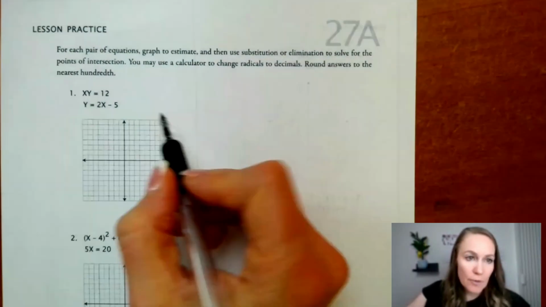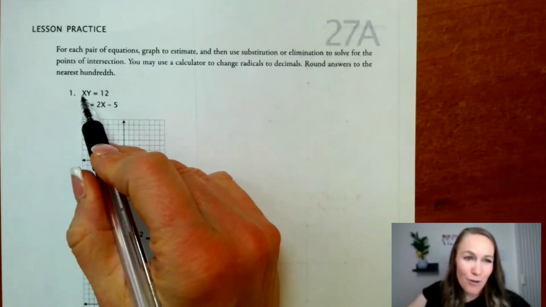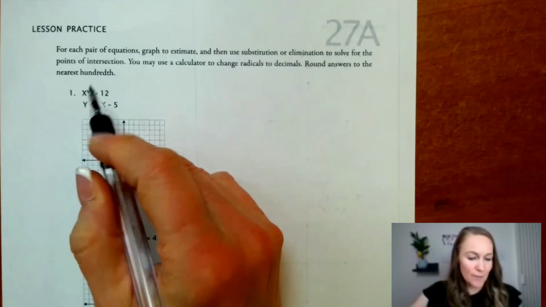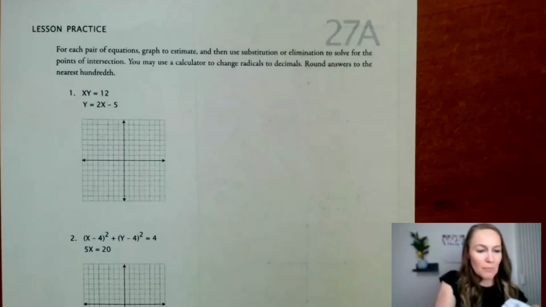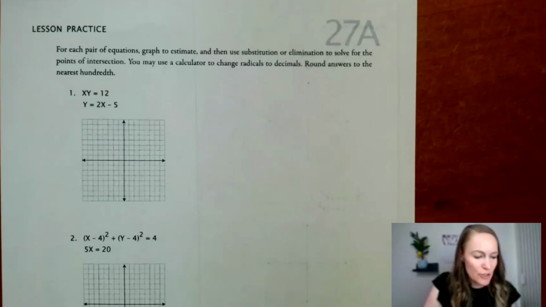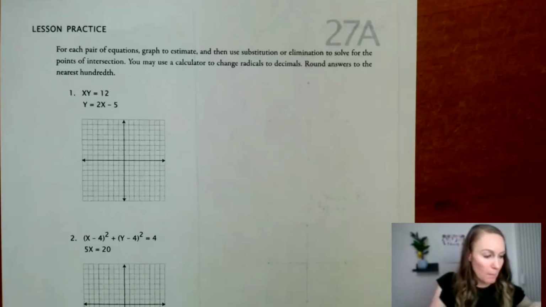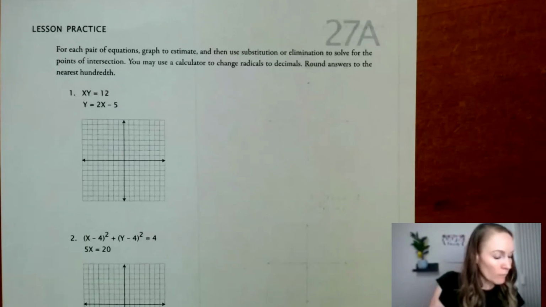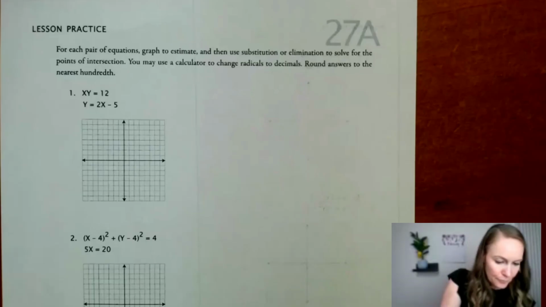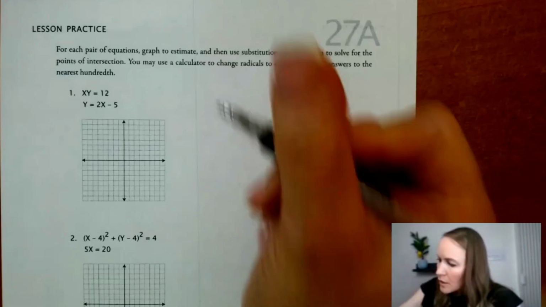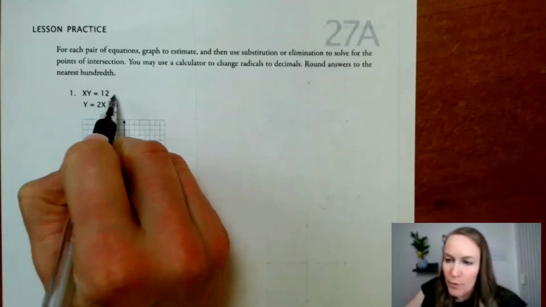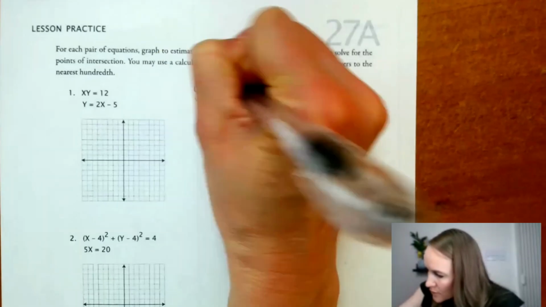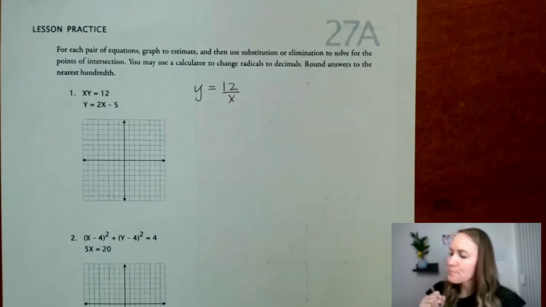Okay, so let's go ahead and start with the first one. And I'm going to go ahead and solve for y, because I just find it so much easier to plug in your points when you've got your equation solved for y. So I'm going to go ahead and divide by x on both sides. y equals 12 divided by x.